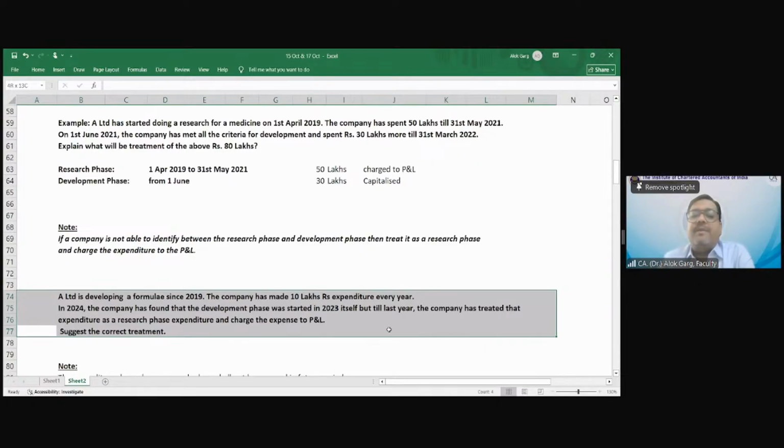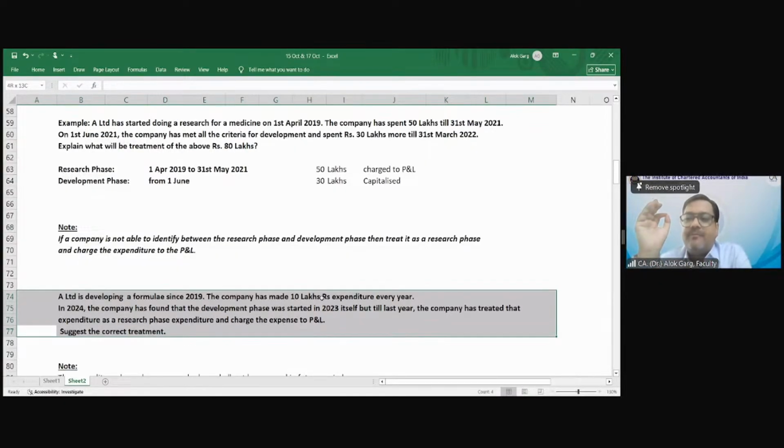So basically this company was developing a formula since 2019, and has spent 10 lakh rupees every year: 19, 20, 21, 22, 23, 24. In 24, the company found that the development phase had started in 2023. But the company charged it to the P&L, treating the expenditure as research phase. So what should we do now? In the current year, we got to know that the development phase started last year. What do we do now?